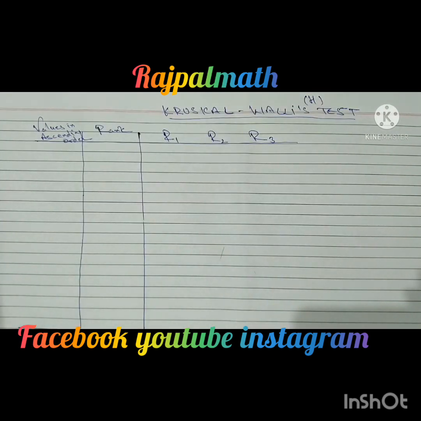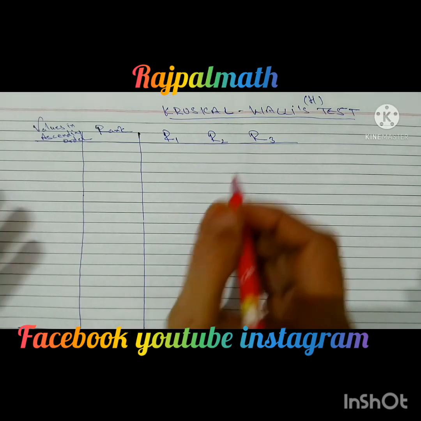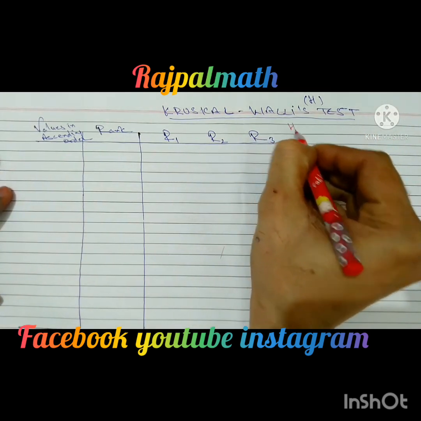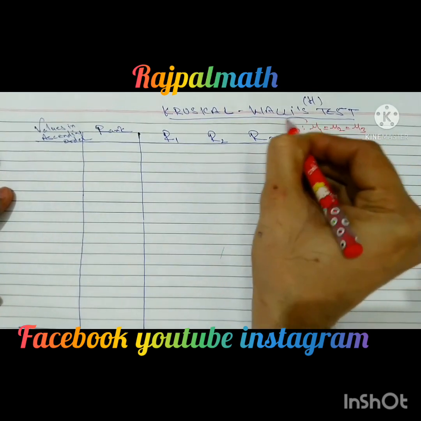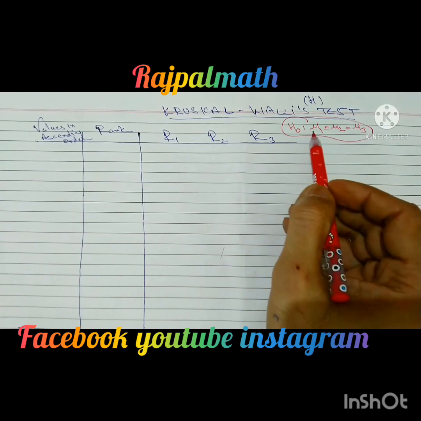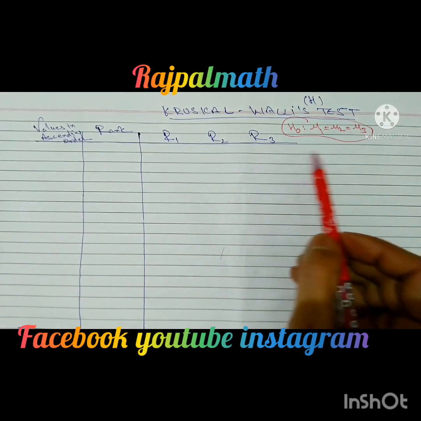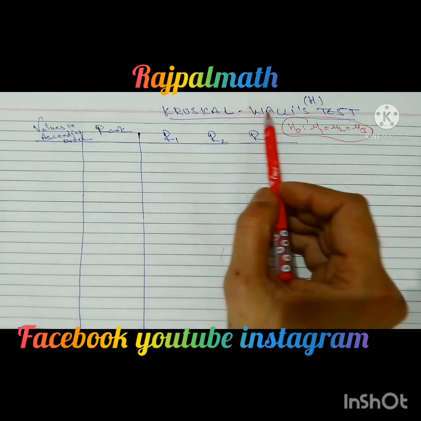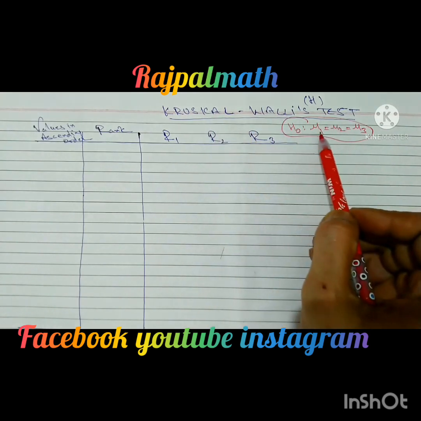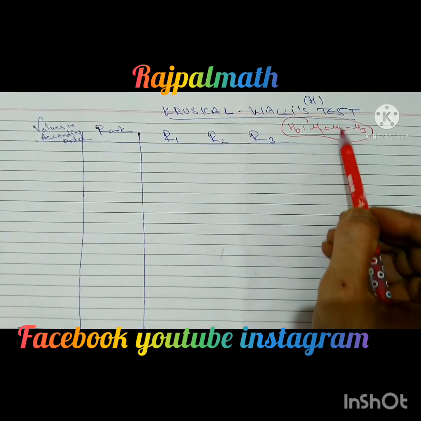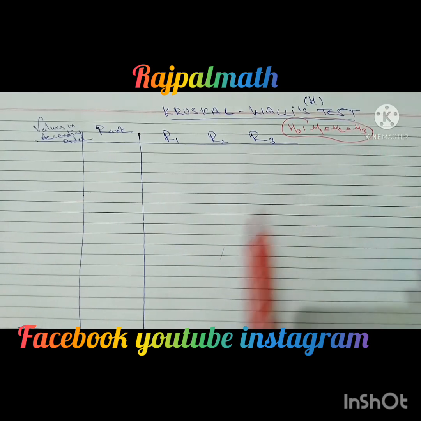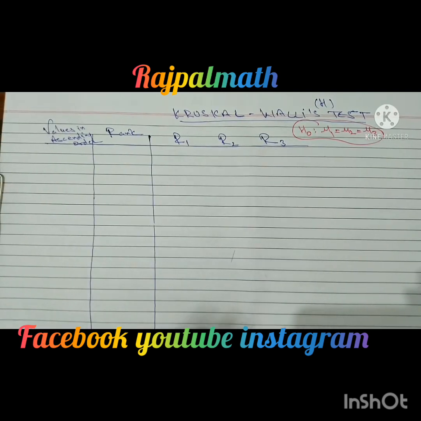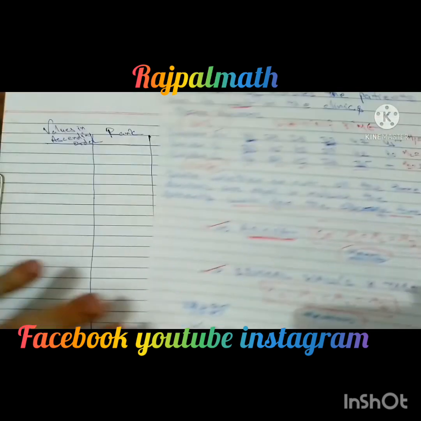So the null hypothesis for the Kruskal Wallis test is mu1 equals mu2 equals mu3, meaning the population medians are equal. In the Kruskal Wallis test, mu1 is the median of the first group, equal to the median of the second group, equal to the median of the third group. So the procedure for the Kruskal Wallis test is, first write all the values in ascending order.